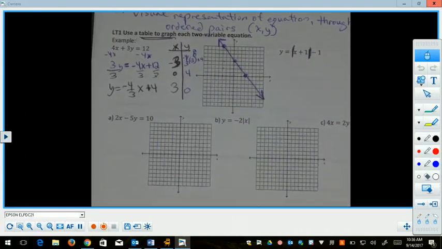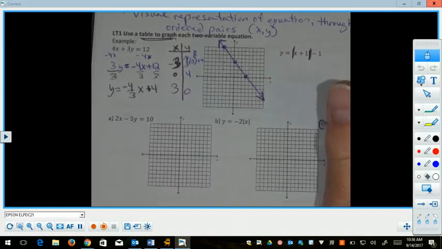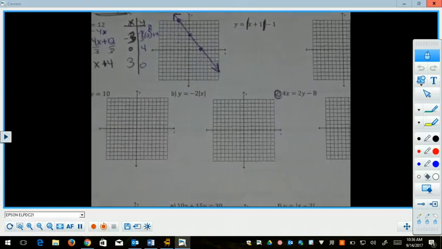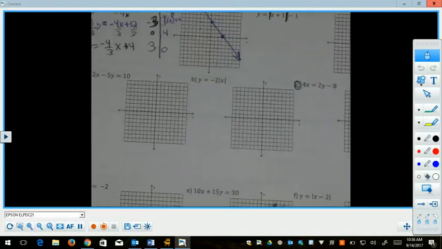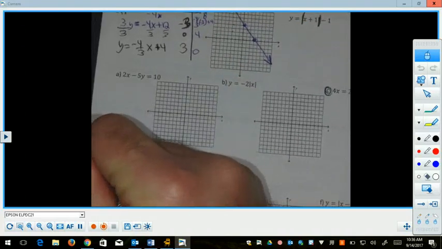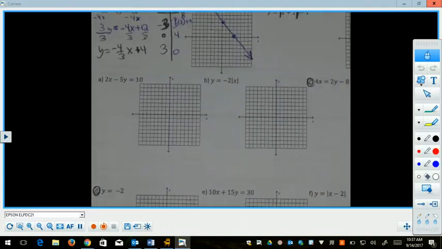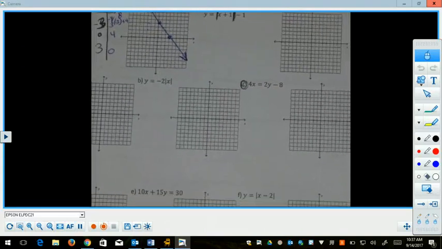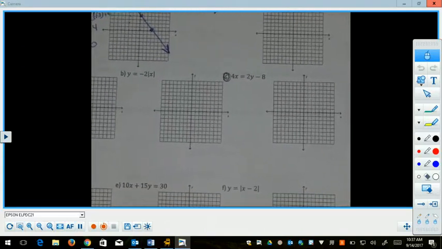All right. Now, that works great for the linear functions. We'll come back to absolute value in a second. I'm going to ask you to try letter C. You're going to want to solve for y and make a table and graph. And then we're going to look at letter D, because that's also linear. There's no absolute value symbol. And then we're going to talk about absolute value. So take a moment to solve for letter C.